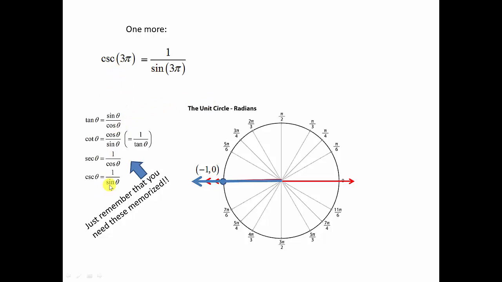Cosecant is 1 over sine. So we're looking at sine, and sine is this y value of 0, 1 over 0, which of course is undefined. So our answer in this situation is does not exist. And that's a quick introduction to the 4 other trigonometric functions.